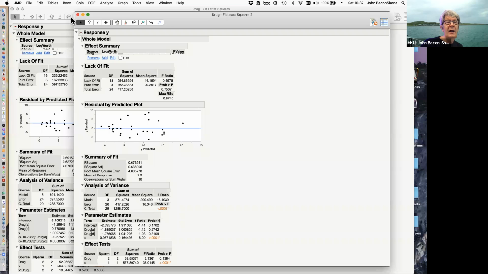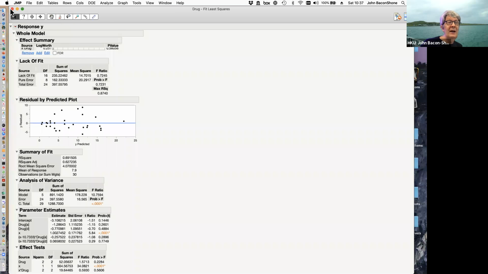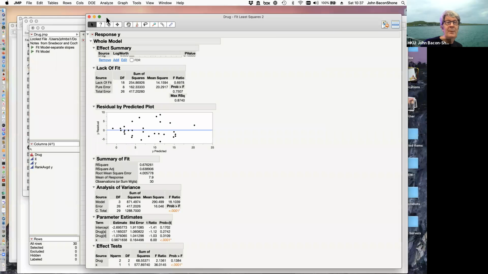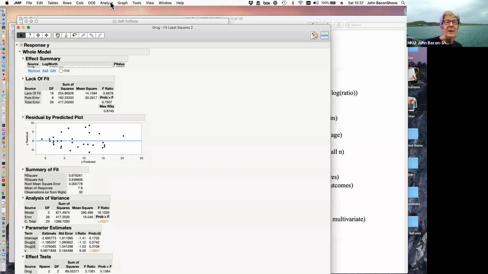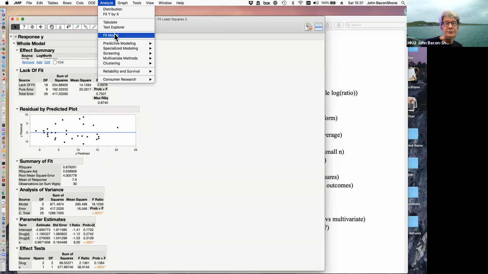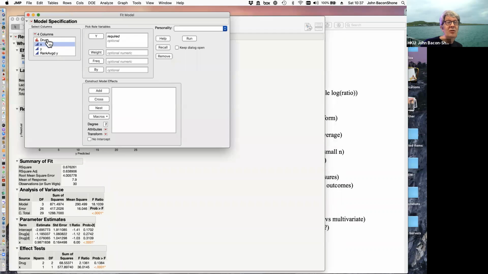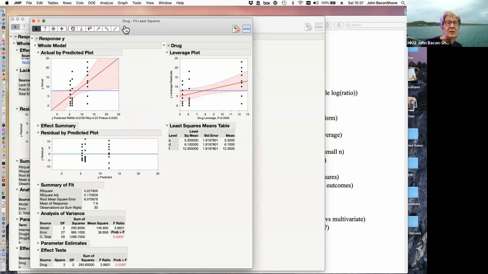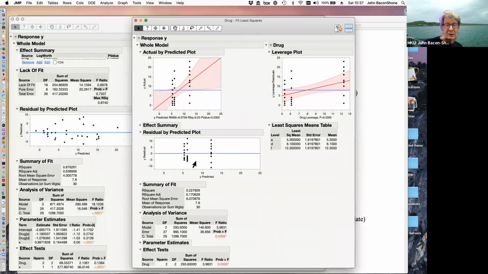So let's do a comparison. I'm going to close this one down now. I want to actually compare those two models. I want to compare the model that has just the drug term in it to one that has drug and baseline in it, so we can compare like for like.